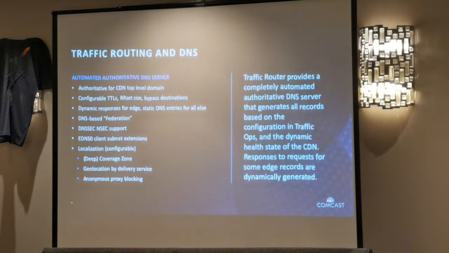On the ATC CDN, we have a traffic routing component, written in Java, running in Tomcat, using Tomcat Native and OpenSSL, and it is a web server and a DNS server. Once upon a time, it used to be split into two components, and then a long time ago, we decided to combine it for some reason. Essentially, it's the authoritative DNS server for the entire CDN. You configure a top-level domain, and then Traffic Router gets it through a DNS delegation, and Traffic Router automatically generates all of the DNS records based on the configuration inside of Traffic Ops.